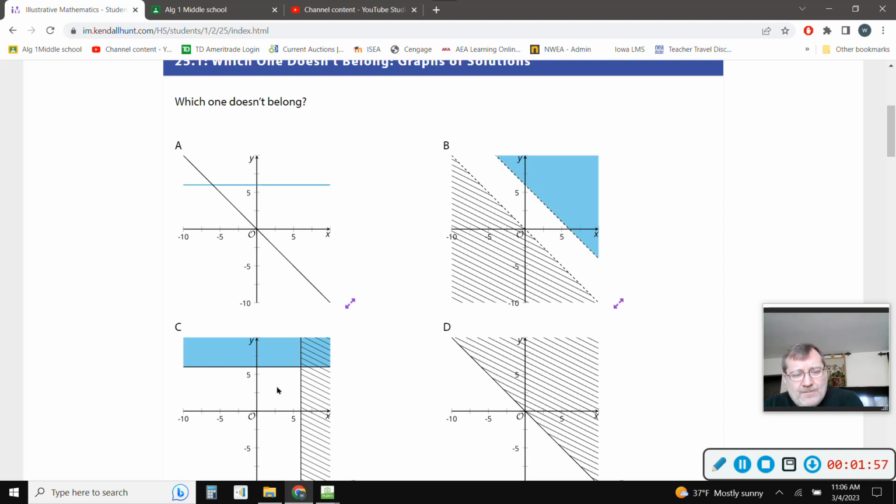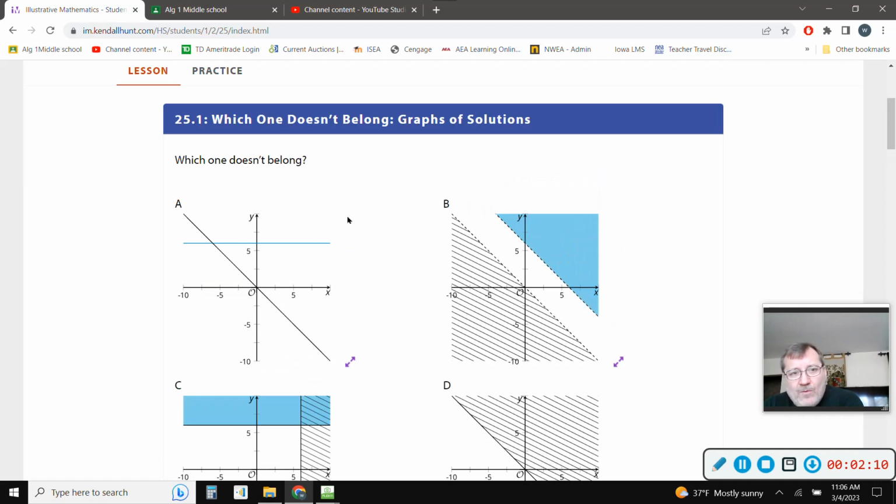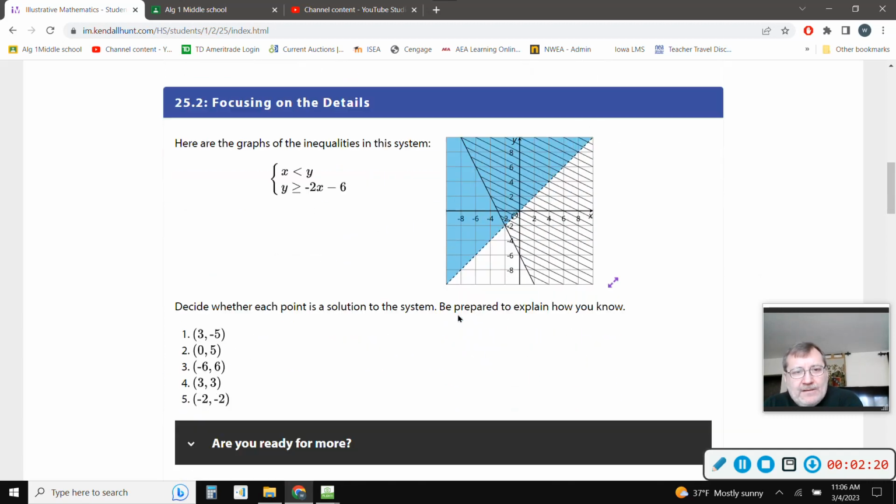This one is simply x equaling 7 and y equaling 7, so this is actually just horizontal and vertical lines. It really depends on how you want to say which one doesn't belong. For me, it's this one. There are no solutions. This is a solution, this is a solution, this is a solution. So, continuing on, this is number 2 here.